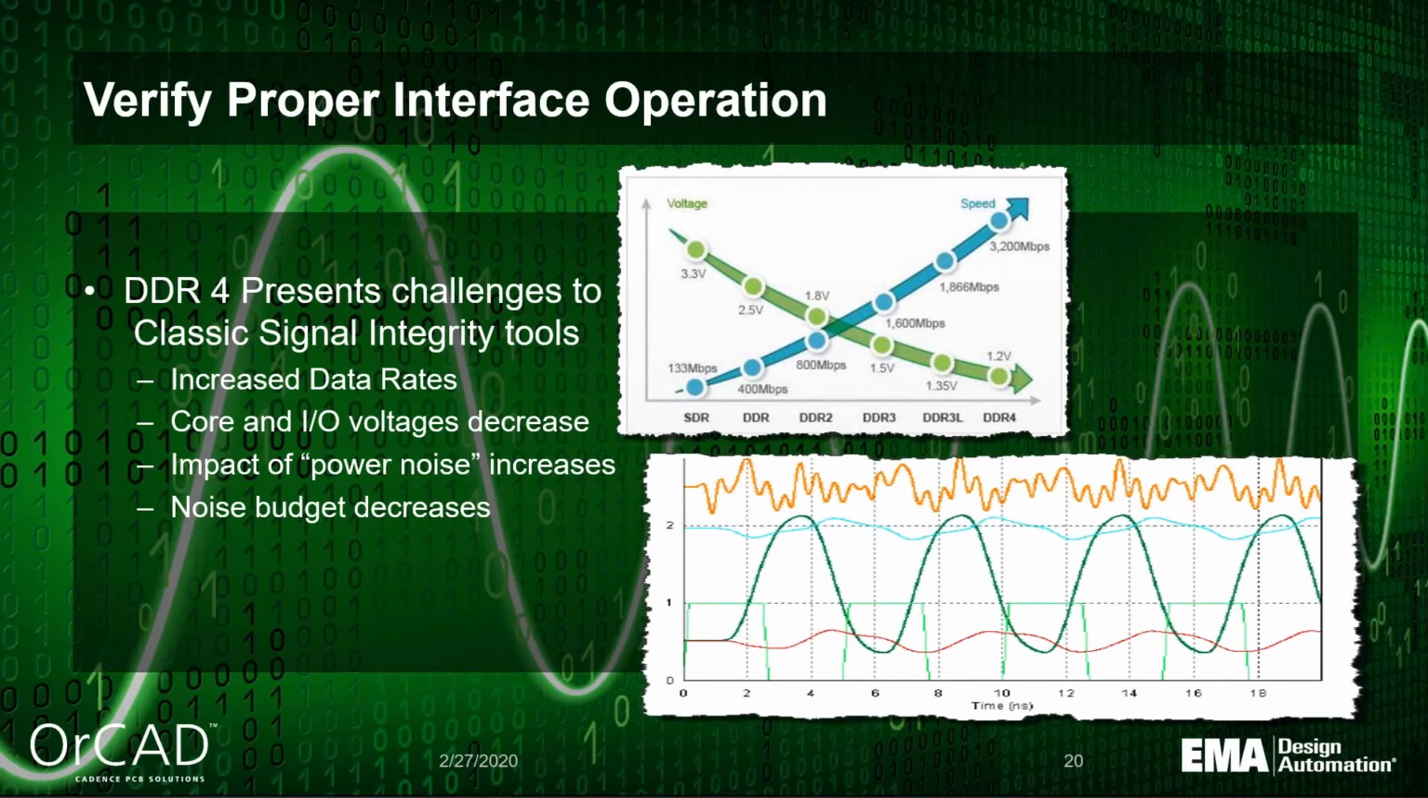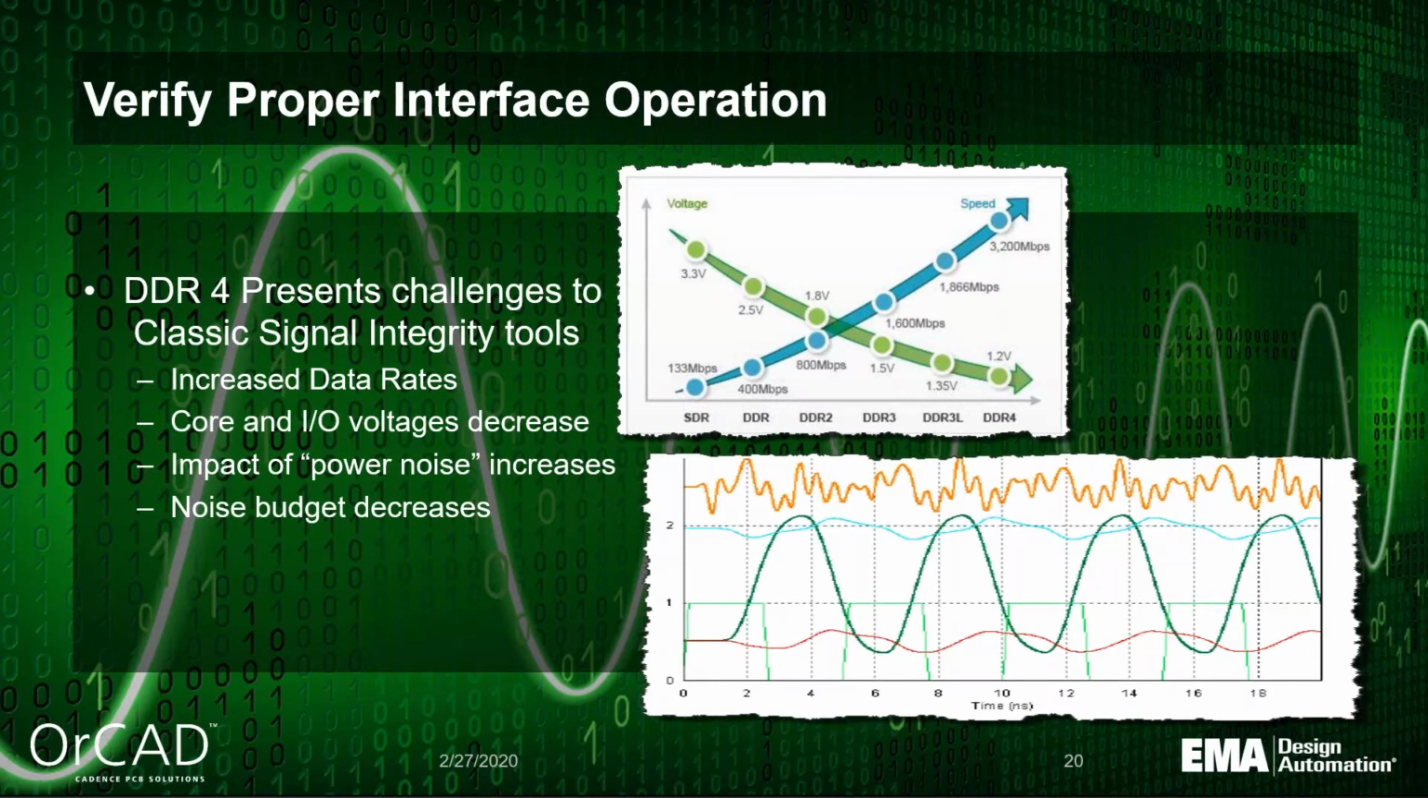DDR4 presents challenges to the classic signal integrity tools that most people have used to date, mainly because of the clock speeds or essentially a combination of the clock speeds, which equates to faster data rates, but also the drop in voltage levels. Both of those combine to give you less margin for error.